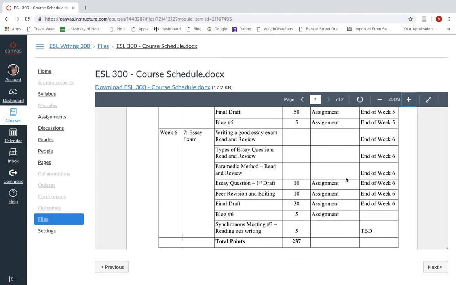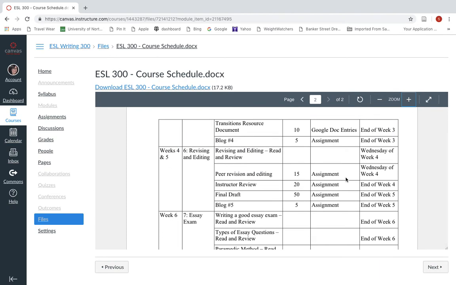For the essay exam, no, for the revising and editing, they'll have to turn parts of that in. That's another good example. And then they'll have to turn the final draft in at the end of the week. So they're going to be going very quickly, but that's actually over 2 weeks.